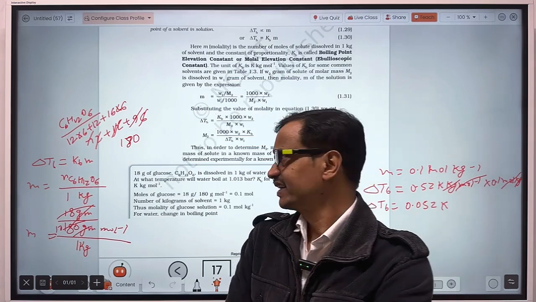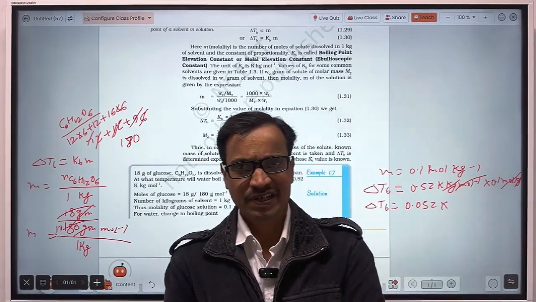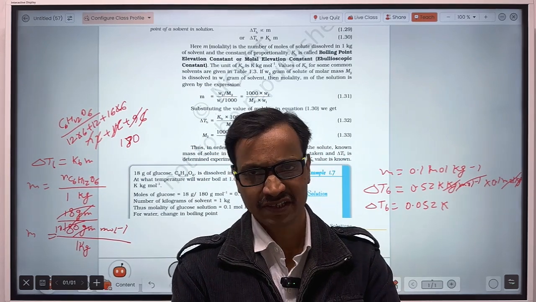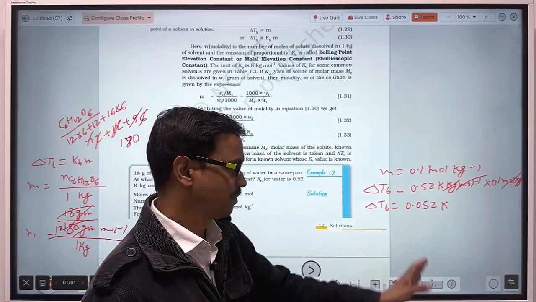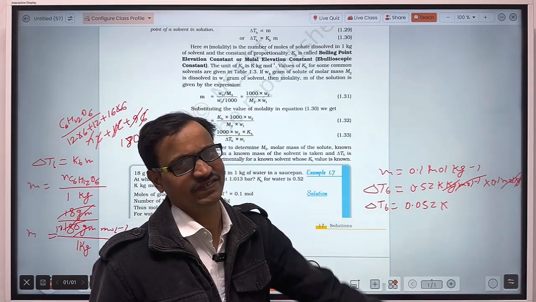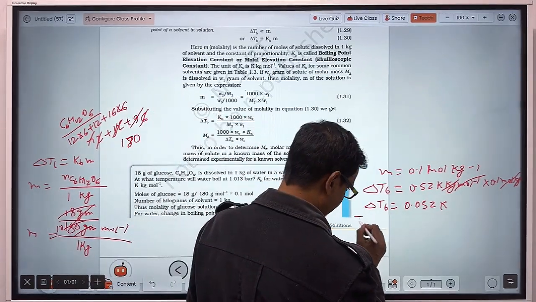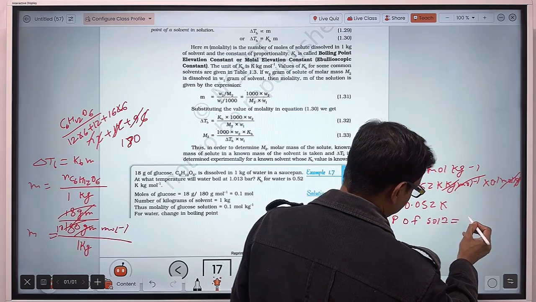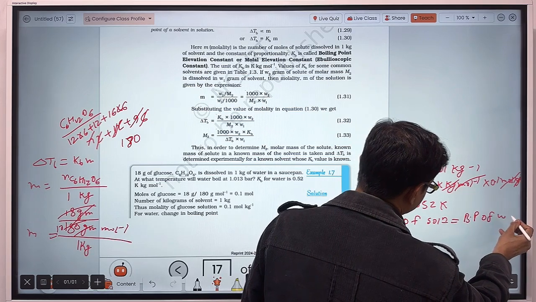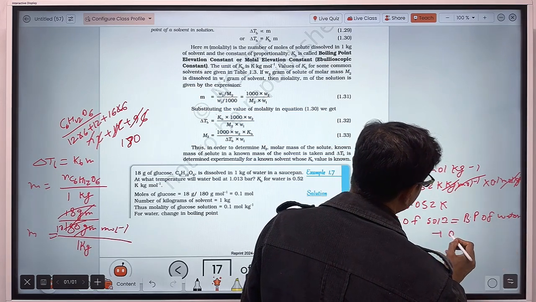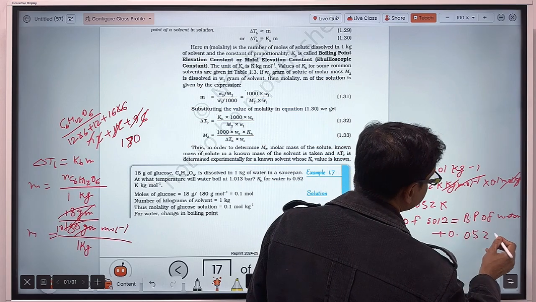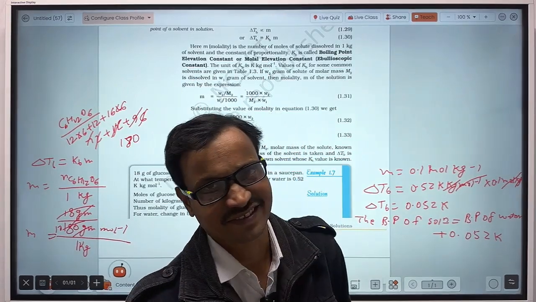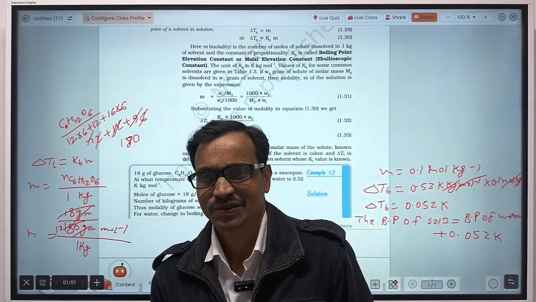That means when 18 gram of glucose dissolves in 1 kg water, the boiling point of the resulting solution will increase by 0.052 Kelvin. So the boiling point of the solution will be equal to the boiling point of water plus 0.052 Kelvin.